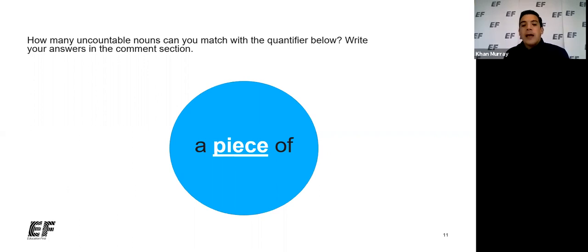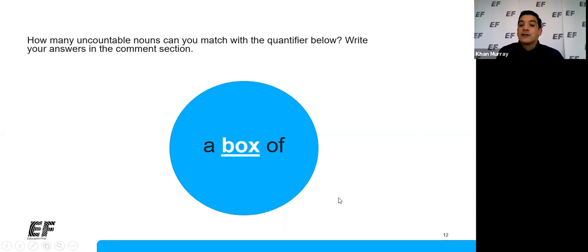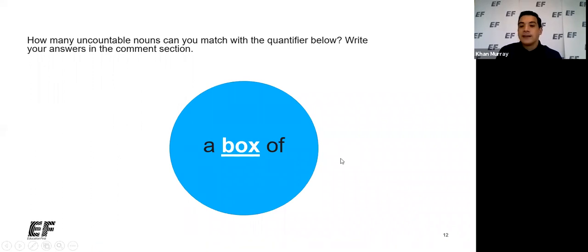Okay, let's try again with a different quantifier. This time I want you to use a box of. This one's a little bit harder. There aren't as many as a piece of. So I'm going to give you 30 seconds. Go ahead and comment. It didn't count down. I was meant to count down. I'll give you about 30 seconds to do that one. A box of.